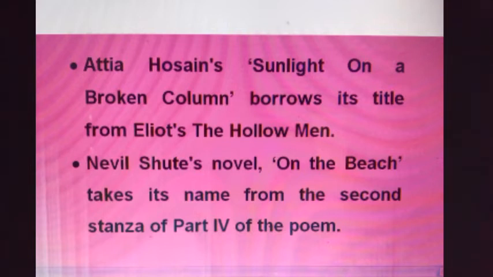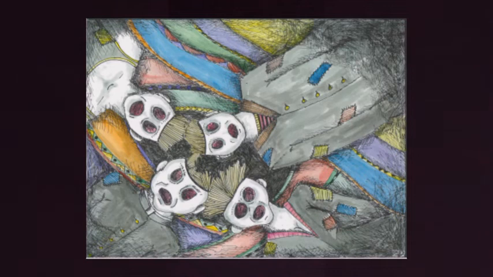Nevil Shute's novel On the Beach takes its name from the second stanza of part 4 of the poem The Hollow Men by T.S. Eliot. These are very, very important ideas. You should always keep this in memory.